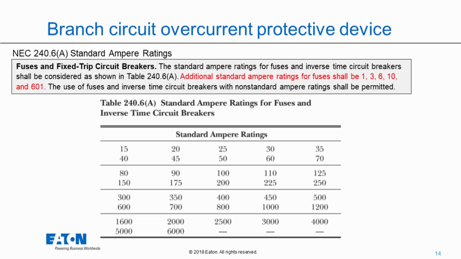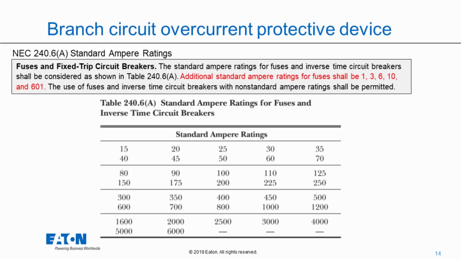But in addition to that, there are additional sizes that we can do in the fuse world that are different than what you see there. We have 1 amp, 3 amp, 6 amp, 10 amp, 601 amp, but there's also other sizes as well. When we start looking at our Class CC and some other fuses, we can have different size fuses that are not shown on the standard amp rating, and it's perfectly fine. You'll see there the last sentence says the use of fuses and inverse time circuit breakers with non-standard ampere ratings shall be permitted. So we can do that in those cases.